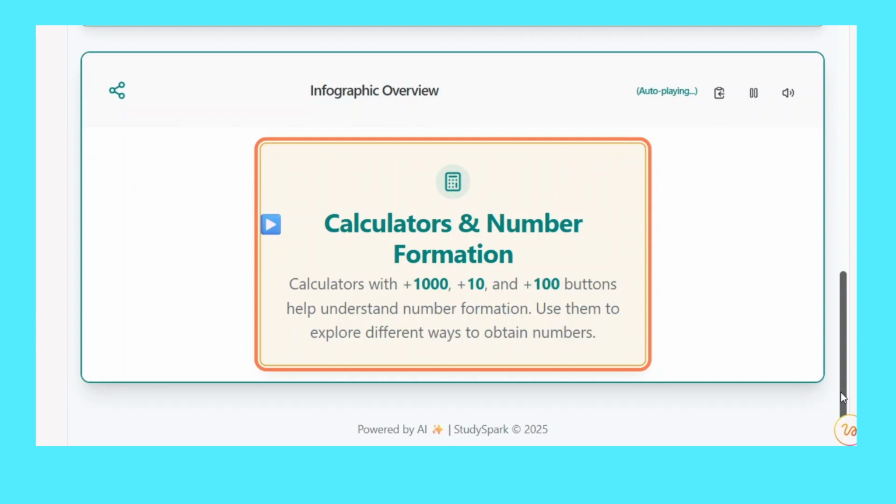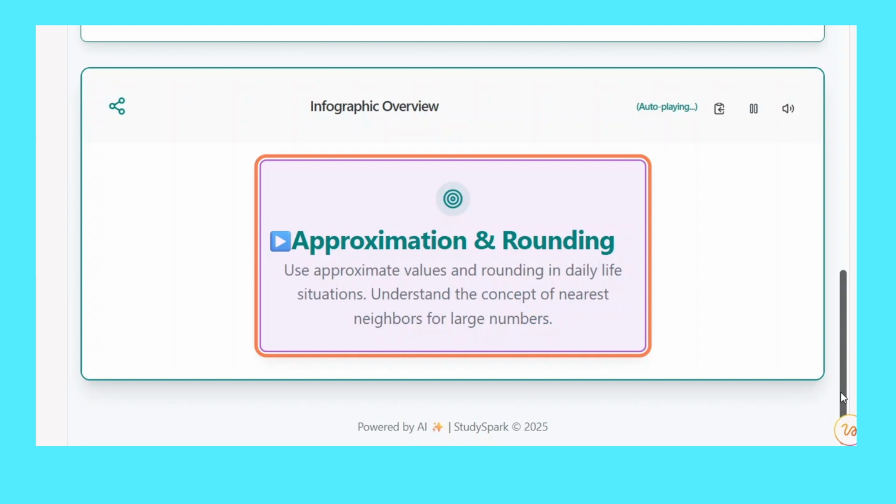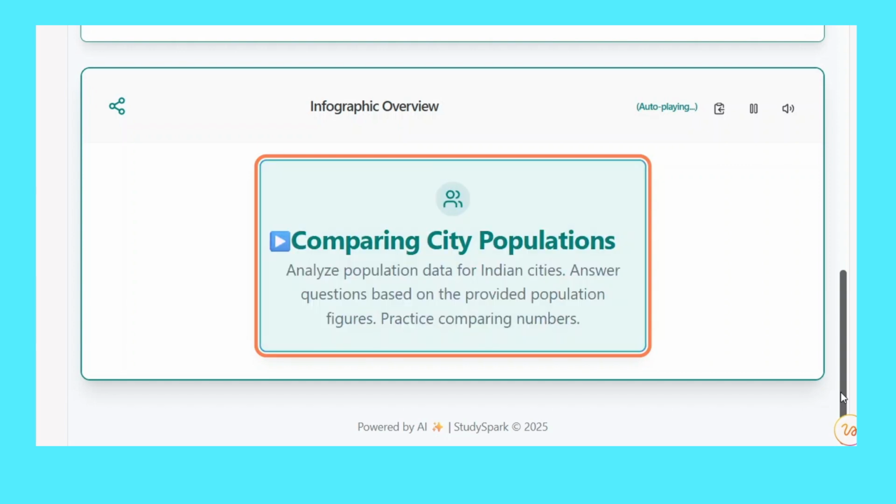Calculators and number formation. Calculators with +1000, +10, and +100 buttons help understand number formation. Use them to explore different ways to obtain numbers. Approximation and rounding. Use approximate values and rounding in daily life situations. Understand the concept of nearest neighbors for large numbers.